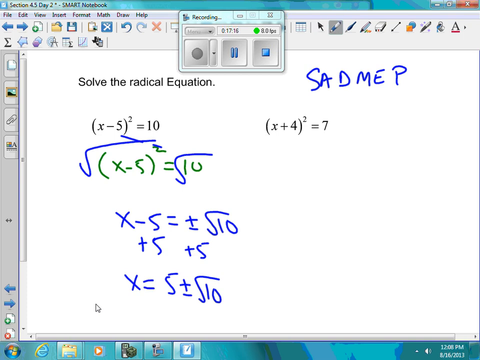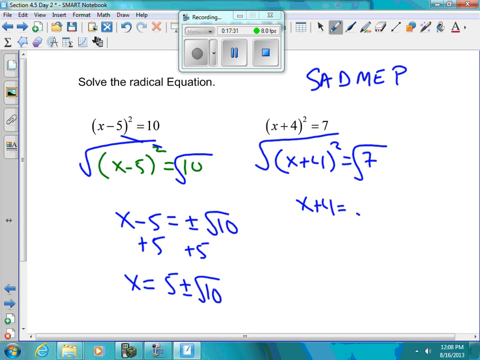Okay, so hopefully you didn't FOIL it out. Hopefully you did like what you did in the last problem. x plus 4 squared equals 7. We undo the squaring by square rooting both sides. x plus 4 equals plus or minus the square root of 7. Don't forget that. That's key.